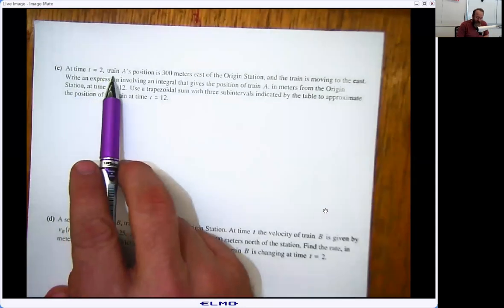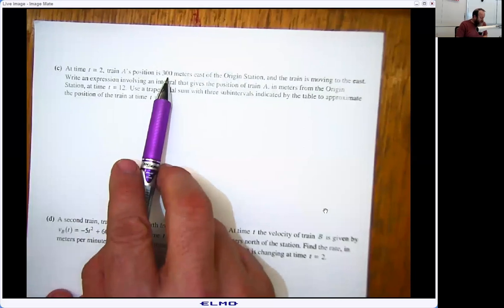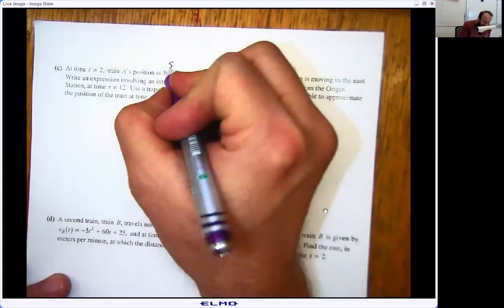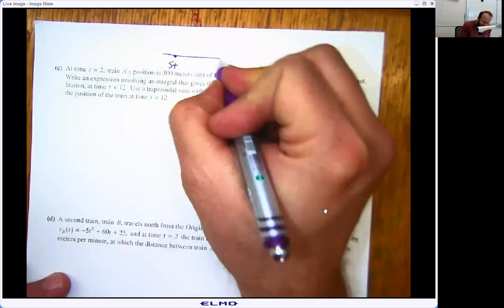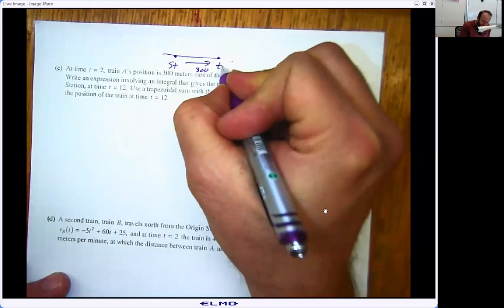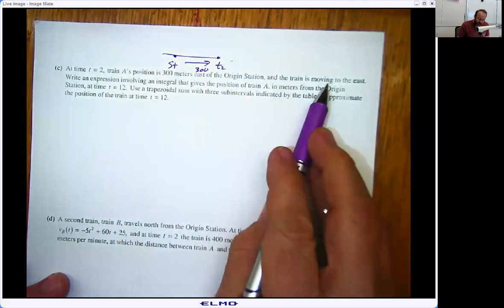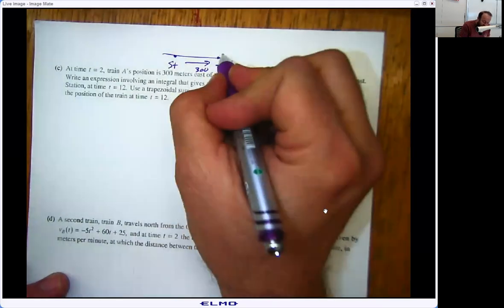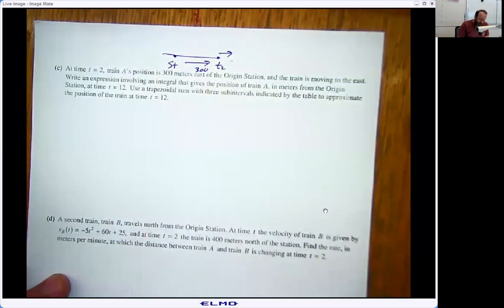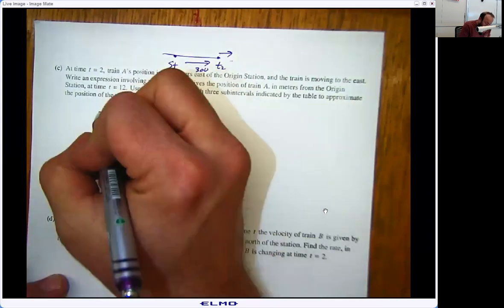It says at the time t equals 2. Ooh, so they give us an initial condition here. They're saying we're starting at 300 meters to the west. So if our station is here, the train is already over here at 300 at time 2. And the train is moving to the east. So it's telling me that it's already at 300 and it's moving to the east. And we're going to go ahead and find out where it is. So they're asking me to find the area under the curve at the value 12.